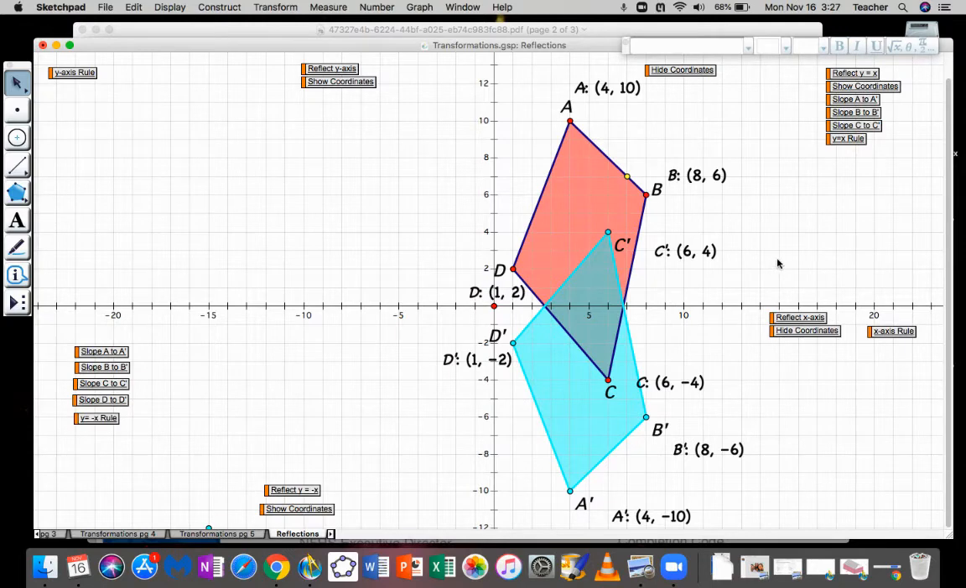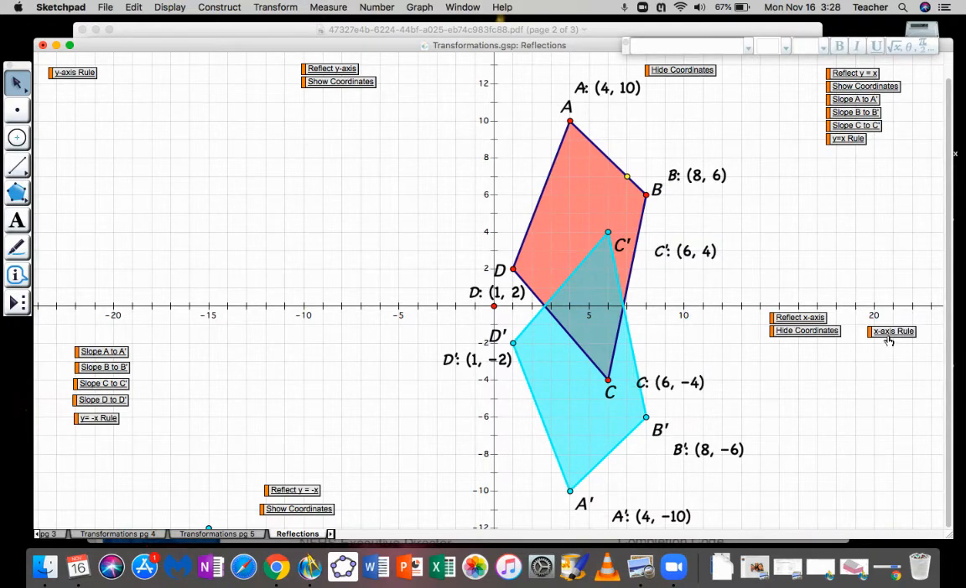The pattern is the rule. So the rule says this. If I'm just reflecting across the x-axis, I'm not changing going left or right. The x-axis goes left and right, so all I'm doing is moving up or down. If I don't move right or left, x is going to stay x. Y, on the other hand: (4, 10) turned into (4, -10), and (8, 6) turned into (8, -6). So you see where the y did change.